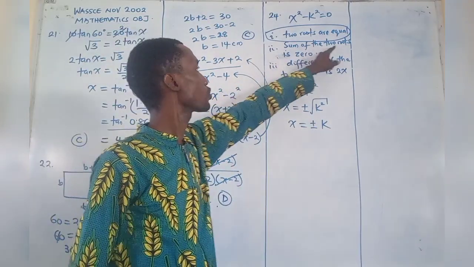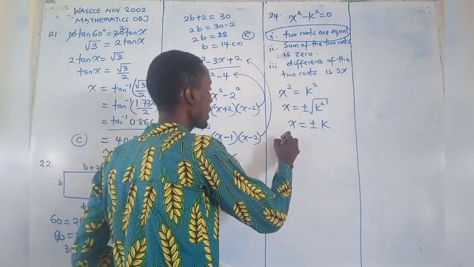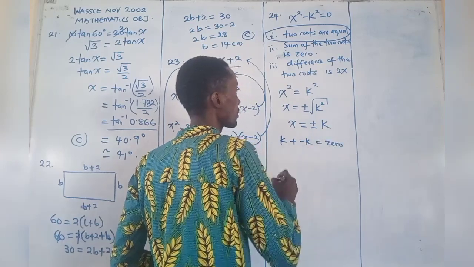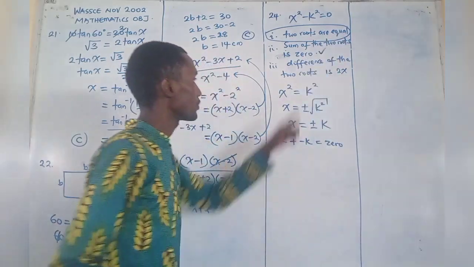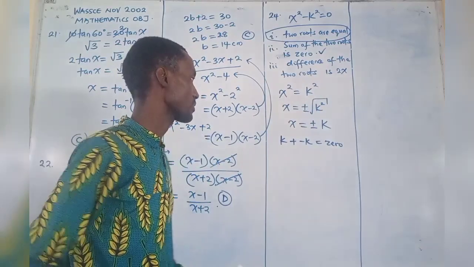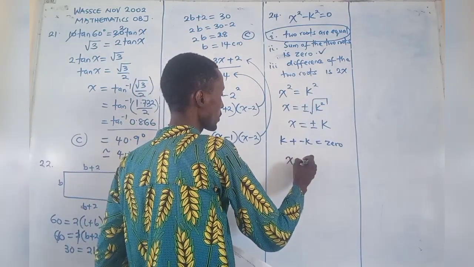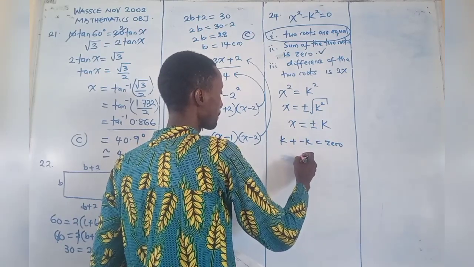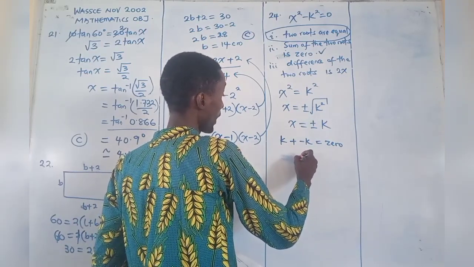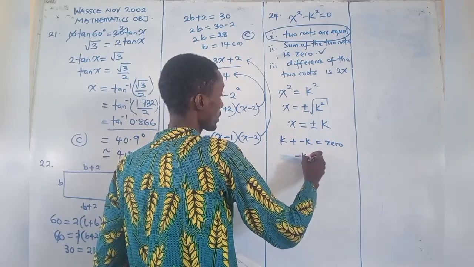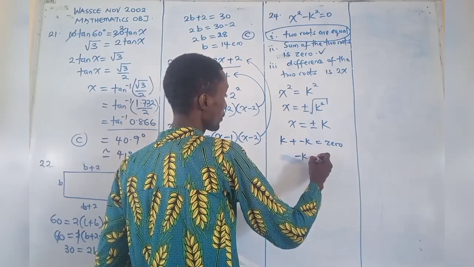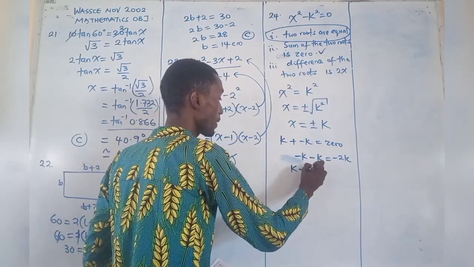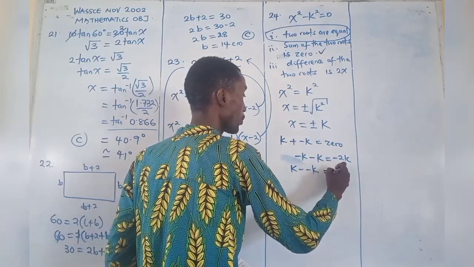The next one, the sum of the two roots is 0. That's correct. K plus negative k will give me 0. Is that not? So this is correct. Now, the difference of the two roots is 2x. The difference of the two roots will be like saying k minus negative k, and that will be 2k.